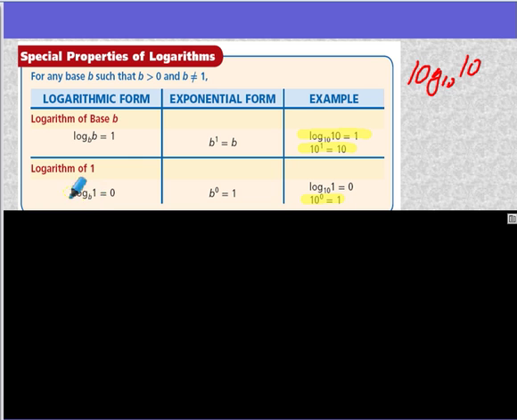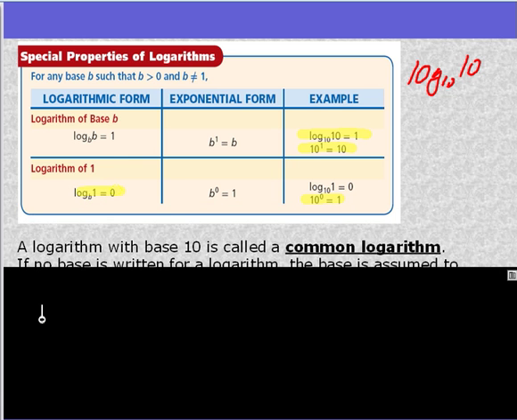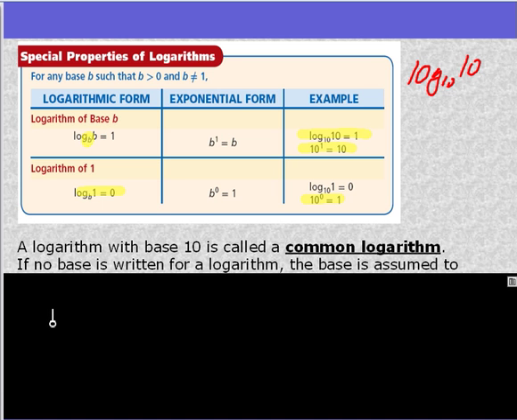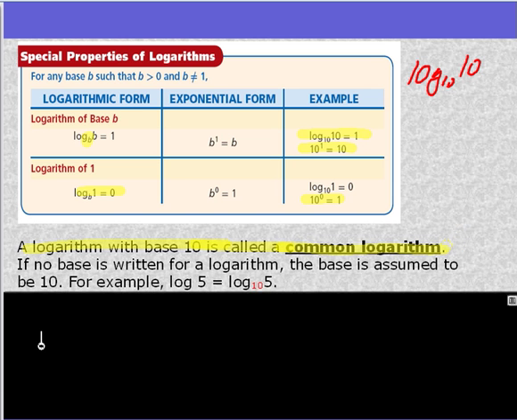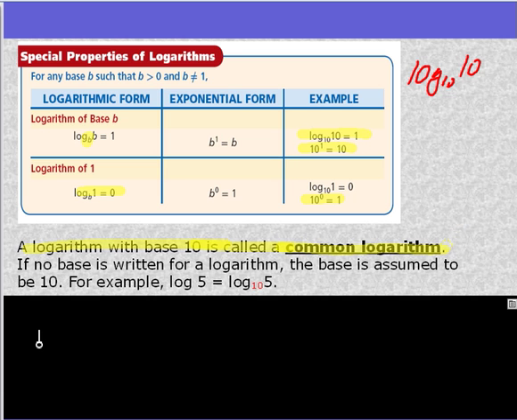All right, so you have a log button on your calculator, and notice we can have any number for the base. The common logarithm has a base of 10. That's because I think it's most commonly used. So if no base is written, the base is 10. So the default base is 10. So the log of 5 is basically the log to the base 10 of 5. And the one on your calculator is going to be base 10 as well.